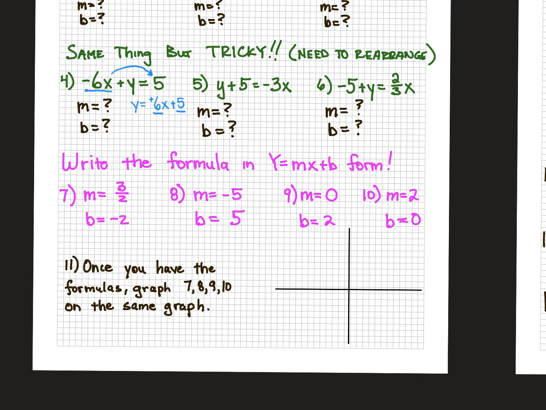Okay, it says once you have the formulas, graph 7, 8, 9, and 10 on the same graph. So over here I made a graph, and I just realized now I messed it up a little. I didn't put it directly on the line, so it'll be a little off. But this equation over here would be y equals 3/2 x minus 2. Whenever I'm going to graph it, I'm going to start at -2. And then I'm going to go up 3 over 2 because that's what it tells me to do. Up 3 over 2, up 3 over 2. And now I've got my line.